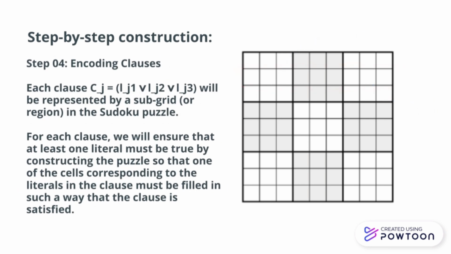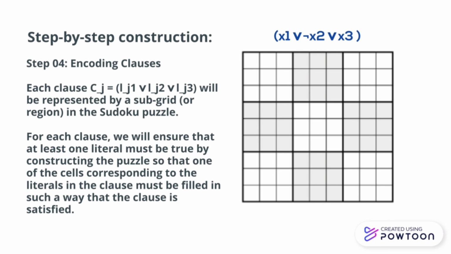Step 4. Encoding clauses. Each clause will be represented by a subgrid or region in the Sudoku puzzle. For each clause, we will ensure that at least one literal must be true by constructing the puzzle so that one of the cells corresponding to the literals in the clause must be filled in such a way that the clause is satisfied. For example, if a clause contains the literals x1 or not x2 or x3, we will place constraints on the corresponding variable cells such that at least one of these literals must be set to true.